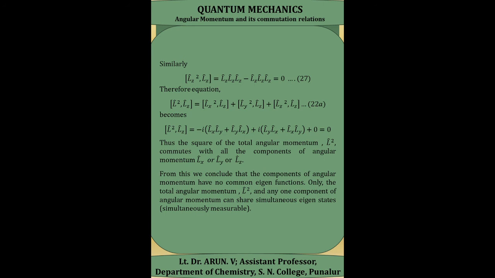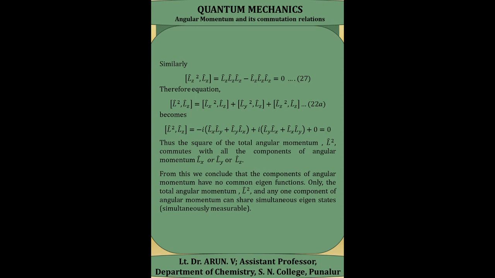Similarly, the commutation relationship of Lz² and Lz is equal to LzLzLz − LzLzLz, that is equal to 0. Therefore, [L², Lz] is the commutator of Lx² and Lz plus the commutator of Ly² and Lz plus the commutator of Lz² and Lz. We can write it as −i(LxLy + LyLx) + i(LyLx + LxLy) + 0, that is equal to 0. Thus, the square of the angular momentum L² commutes with all the components of its angular momentum, Lx or Ly or Lz.